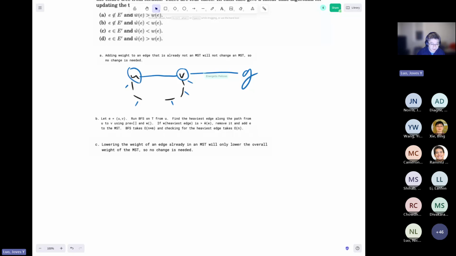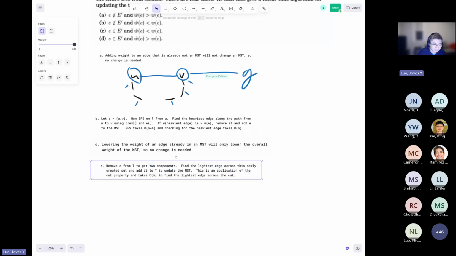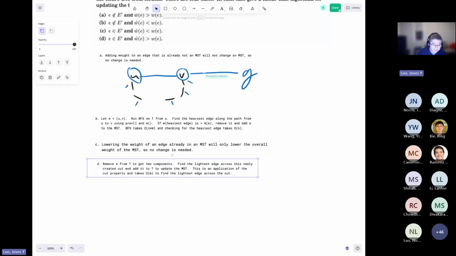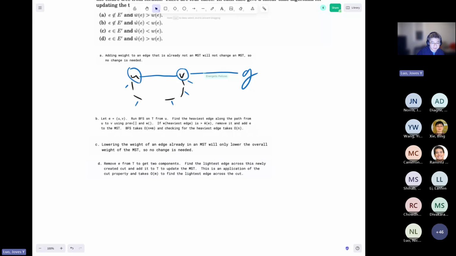It is linear time. I don't need to sort, because I know I need one of those edges, so I just have to check every single edge that crosses that cut. So I just remove E from T to get two components. I find the lightest edge across the newly created cut and add it to T to update the MST, right? This is an application of the cut property and takes all of M to find the lightest edge across the cut.